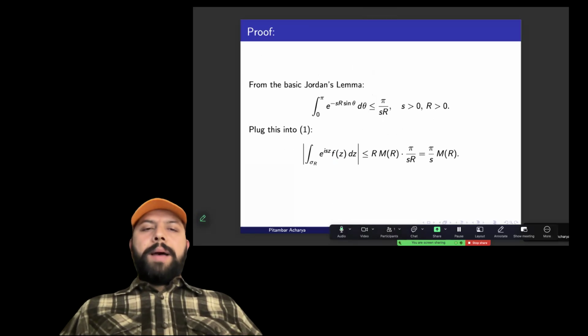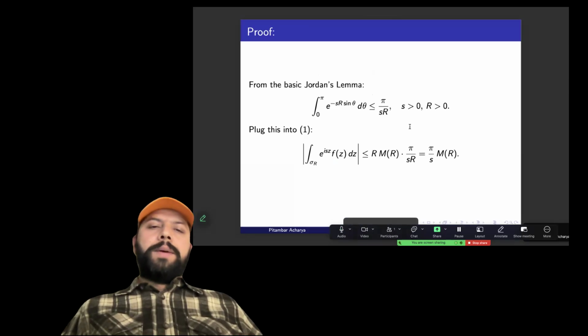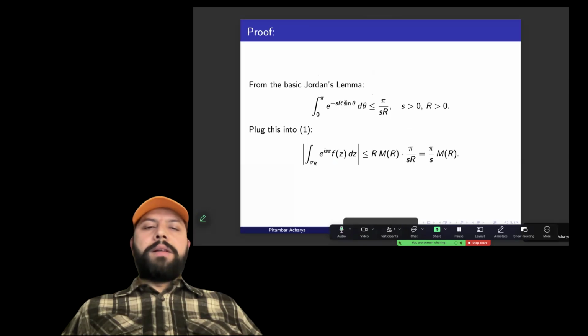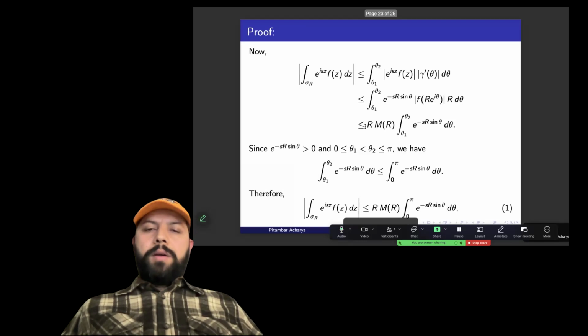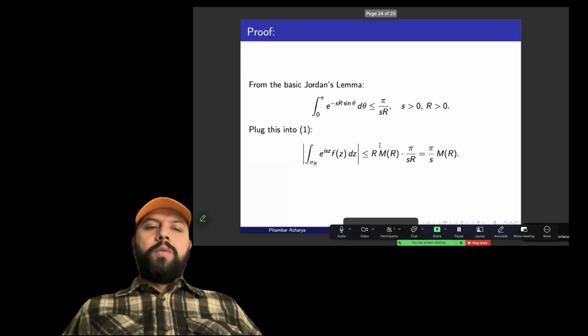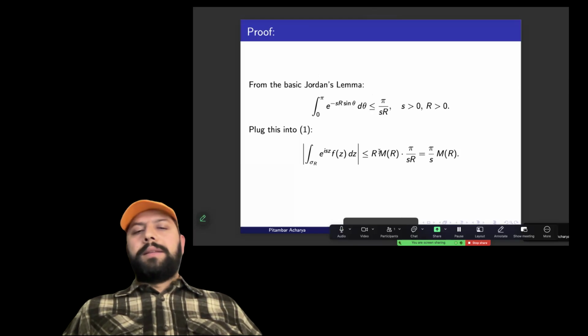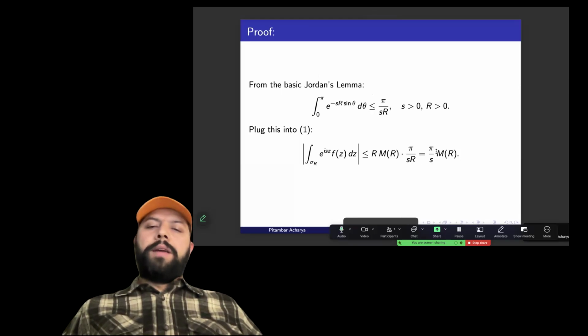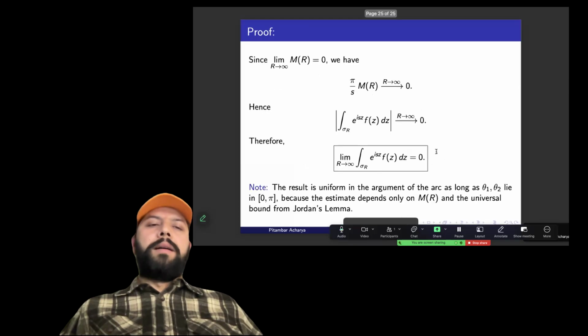From the basic Jordan lemma, the integral from 0 to pi of e to the negative s R sine theta is always less than or equal to pi over the coefficient of sine theta here, which is s R. We need to consider here that s is positive and R should also be positive. If you plug this value into integral inequality 1, then we get that the absolute value of this integral is less than or equal to R times M R times pi over s R. So R and R cancel out, and we have pi over s multiplied by M R.